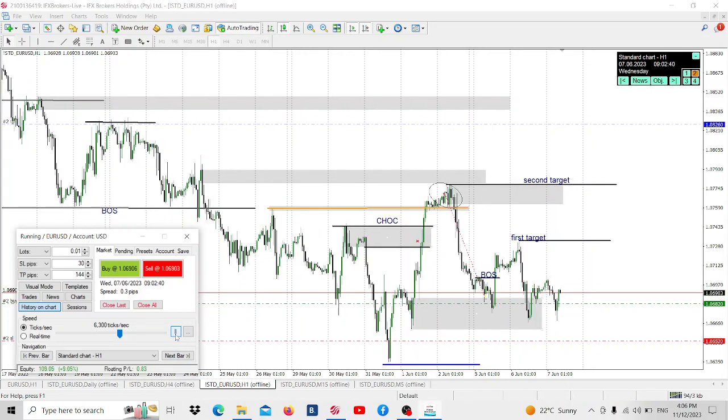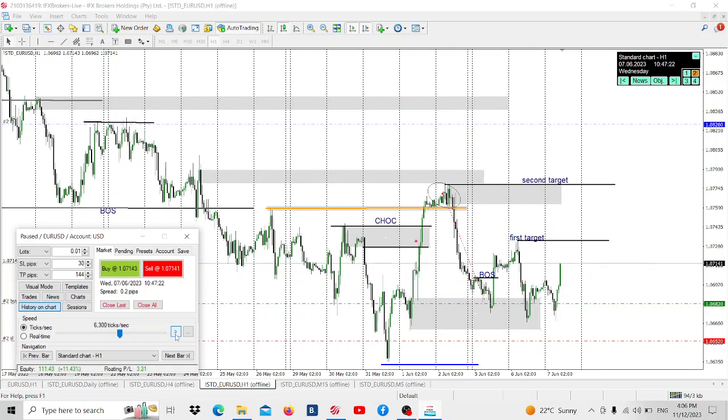Okay, okay. I want you guys to see something nice. If you failed to grab this entry, right? The market came again to give you a clear entry.